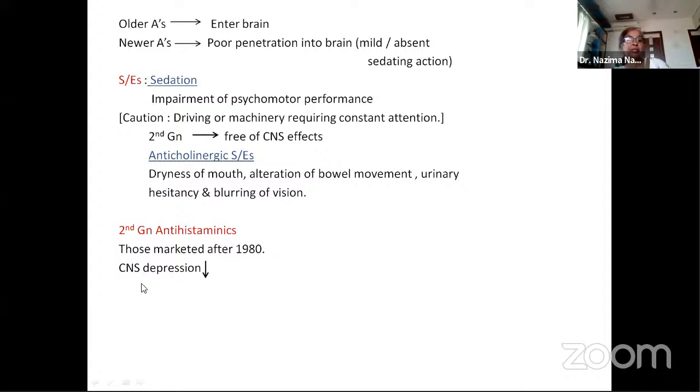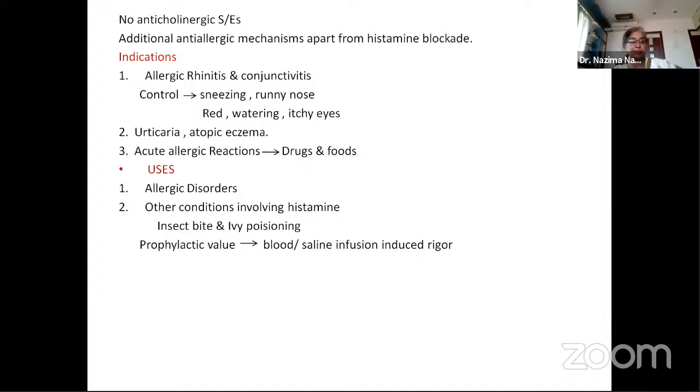Now with these drugs, CNS depression is less. They cause less CNS depression, and therefore less sedation. Again, they do not have anticholinergic side effects, and also there are additional anti-allergic mechanisms with these drugs apart from histamine blockade. So the principal indications of these drugs are allergic rhinitis and conjunctivitis. They control the sneezing, the runny nose in these conditions, and also the red watering itchy eyes, which are the symptoms in these allergic conditions.